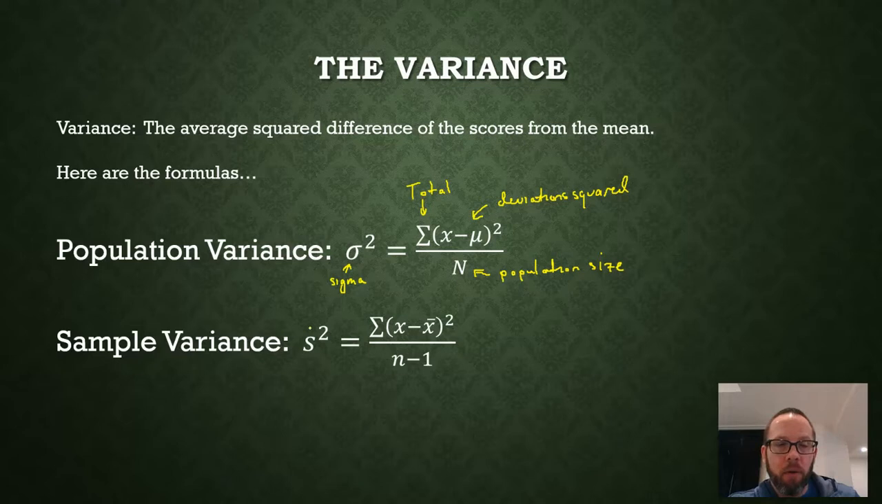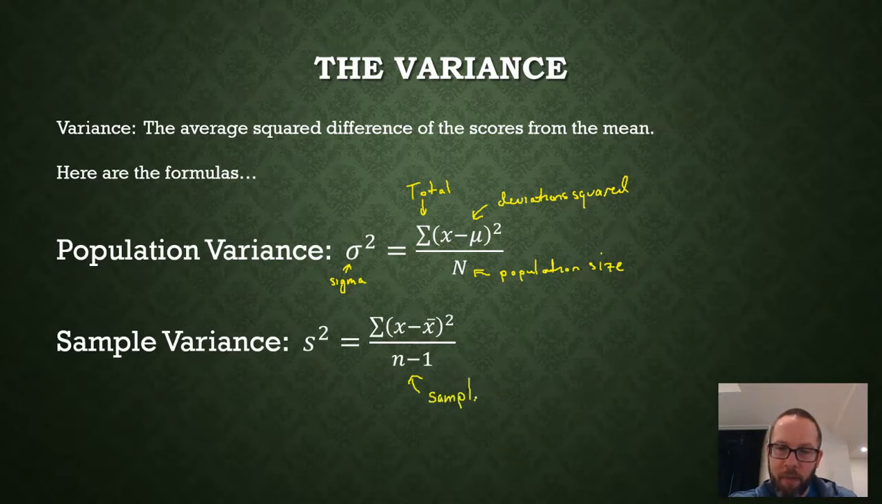Now, that's the formula we use for a population, if we have all the data values in our population. If we only have a sample, we use a modified formula. So we use S squared for sample variance. We still average the deviations, right? Mu and X bar were just two different symbols for mean that we use when we have population versus sample. But when we're calculating a sample variance, we divide by n minus 1 on the bottom.